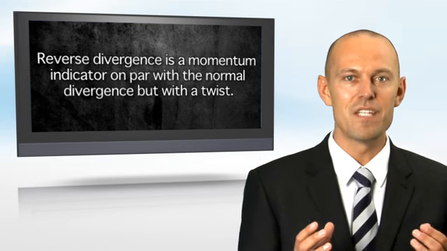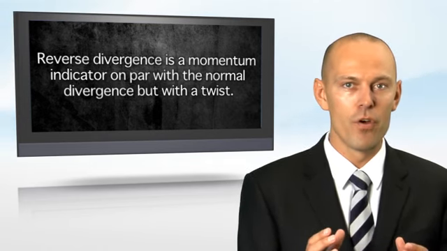A reverse divergence is a momentum indication on par with a normal divergence, but with a slight twist. With normal divergence, we are watching for price to make new highs or new lows, but the momentum indicator, such as the RSI, is not confirming this. The momentum indicator is failing to make new highs or new lows. But with a reverse divergence, the opposite is true. With reverse divergence, price has failed to make new highs or new lows, but the momentum indicator is making new highs or new lows. So while price is making a top, which is slightly lower than the previous top, the momentum indicator is making a new high.